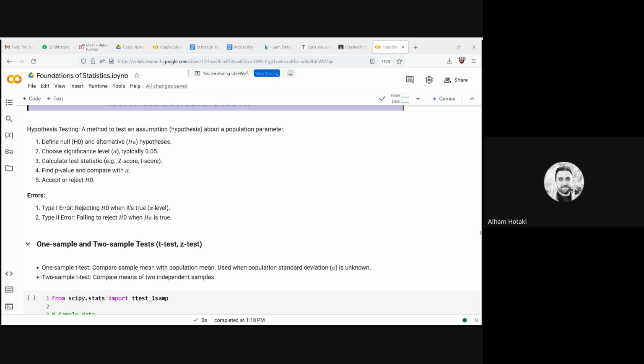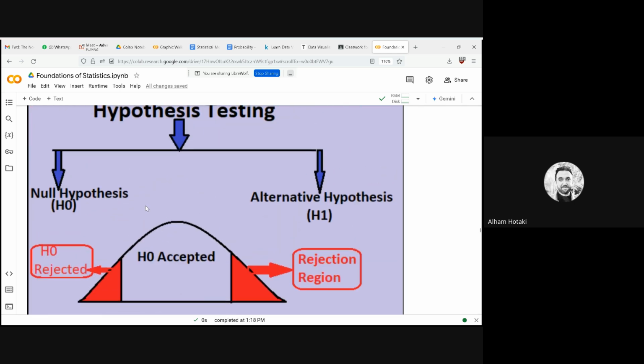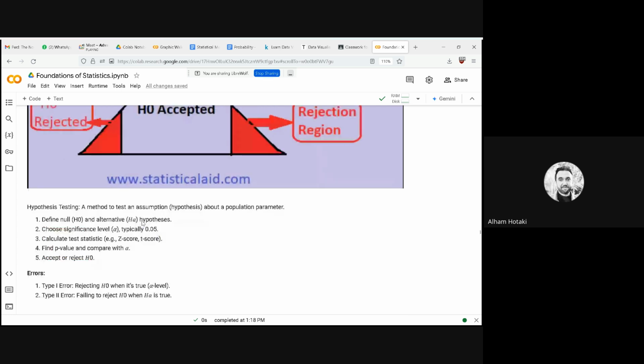And now, based on this, you want to analyze the data and understand whether you want to accept this null hypothesis or reject it. But there are two types of errors.